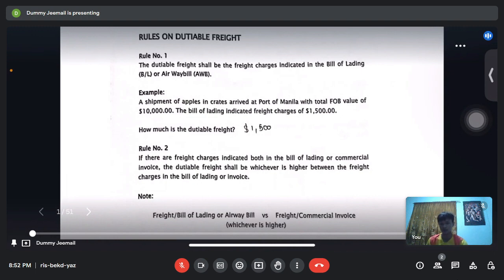Let us proceed to rule number two. If there are freight charges indicated both in the bill of lading and commercial invoice, the dutiable freight shall be whichever is higher between the freight charges in the bill of lading or invoice. So rule number two is all about which is higher between the bill of lading and the commercial invoice. Whichever is bigger is your dutiable freight.